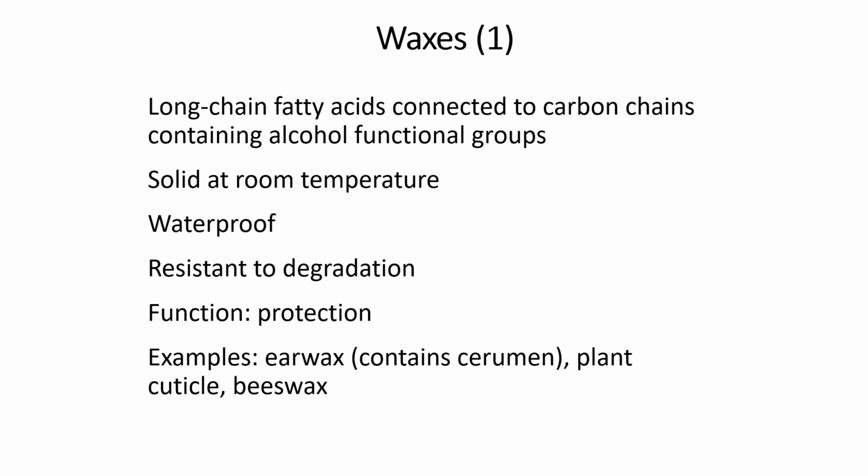Waxes, just know where they're found, and they're all structural. They mostly function for protection. You can find it in the outer layer of plants, and then beeswax and earwax. They're really long fatty acids with an alcohol group. But that's pretty much it. Waxes function for protection. And you can find them in earwax or plant cuticles, and they're made of really long chain fatty acids. So that's it for them.